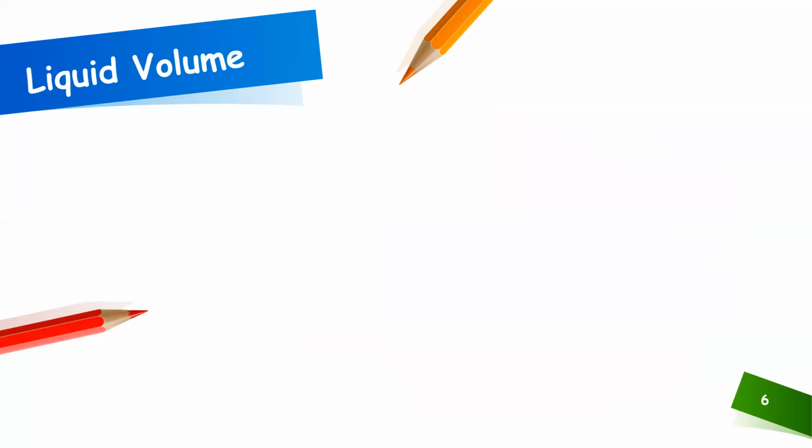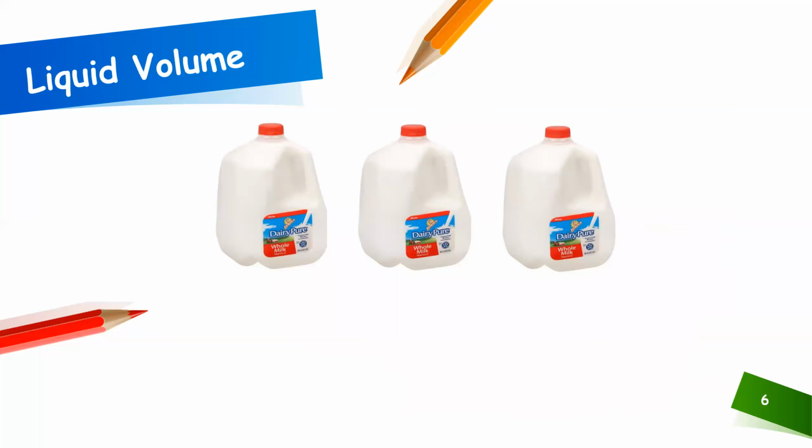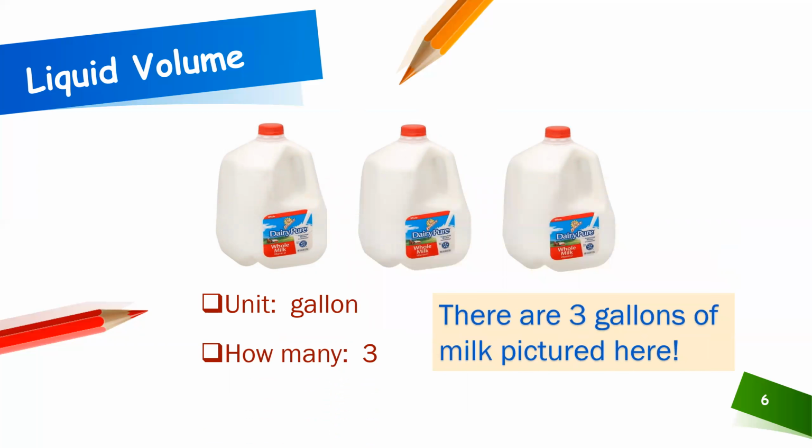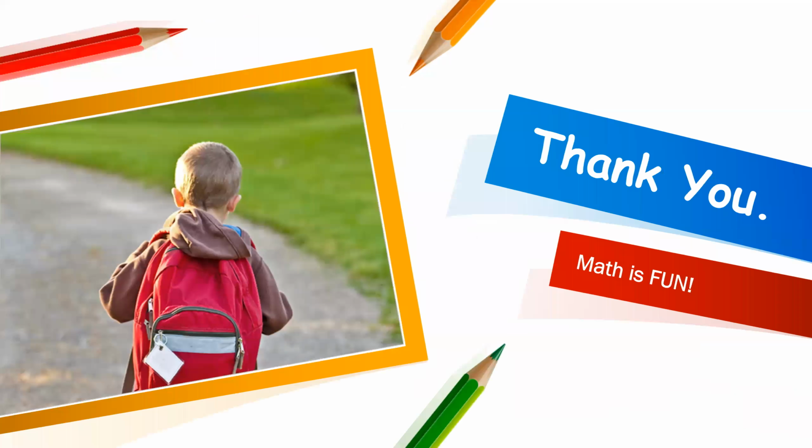Okay, let's see about liquid volume. How do we measure that? Here's an example of liquid volume. What do you see there? What's the unit? Gallon. How many? 3. There are 3 gallons of milk in this picture. So 3 being how many, gallons being the unit. Okay, so always remember that two-step process when measuring.